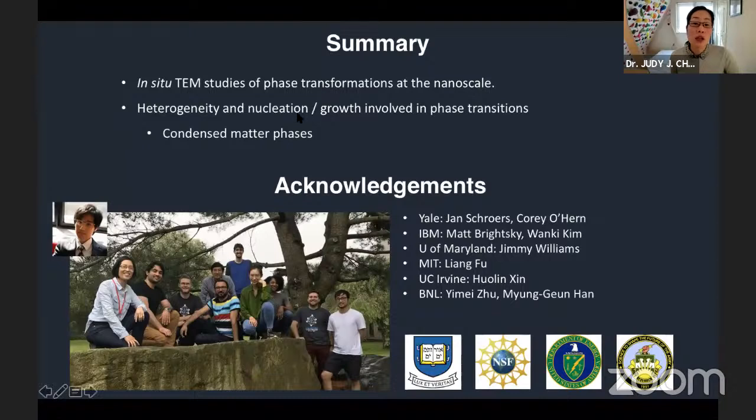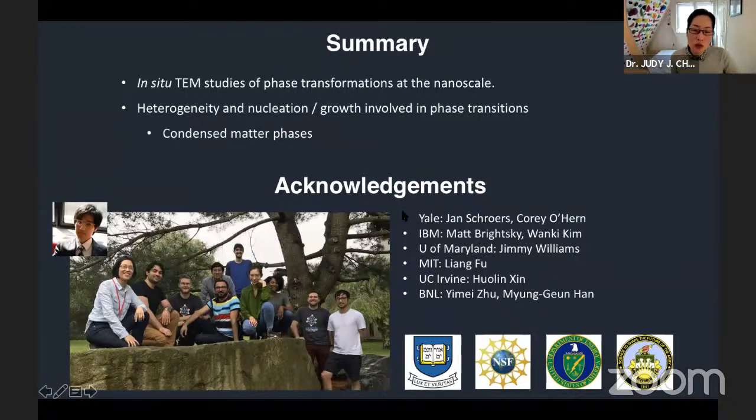And not only do these things happen for traditional materials or at room temperature, but they also have implications for condensed matter phases. And our current interest is in topological materials.